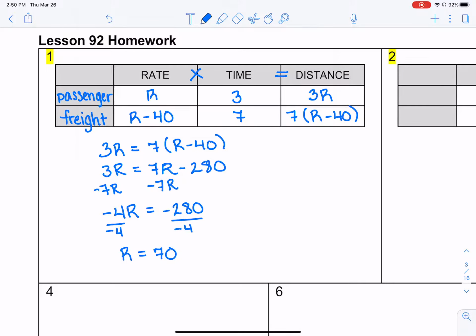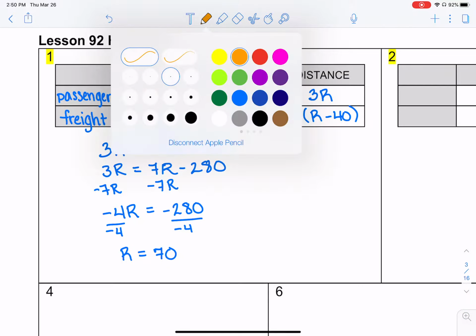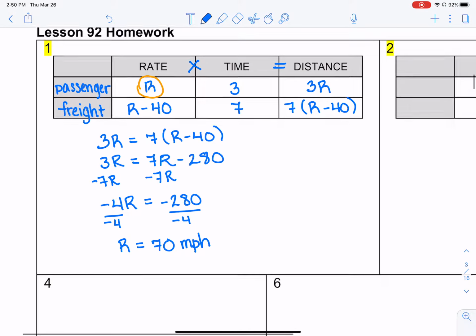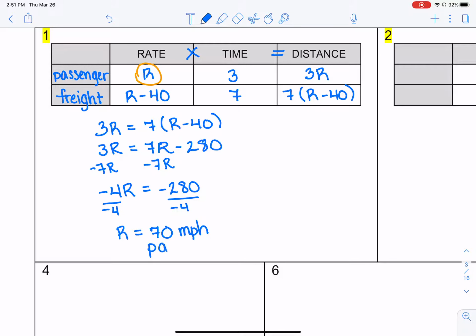Now what I found there when I found R, right here where that R is all by itself, is the passenger rate, and I need to find both passenger and freight. But I did find half of my solution here, so 70, and my units would be given in the problem, I believe miles per hour. So I'm going to put miles per hour, but I need to label that this is the passenger. Then I still have to find the freight, miles per hour.